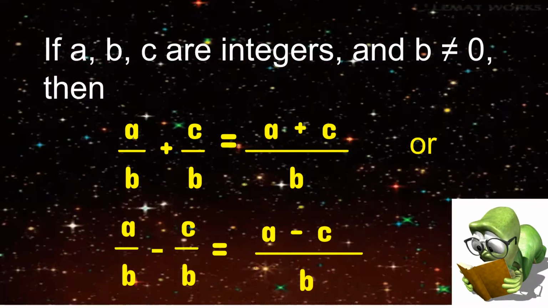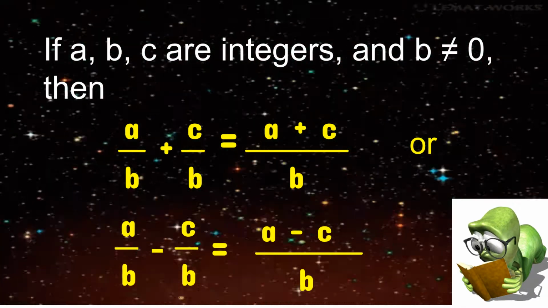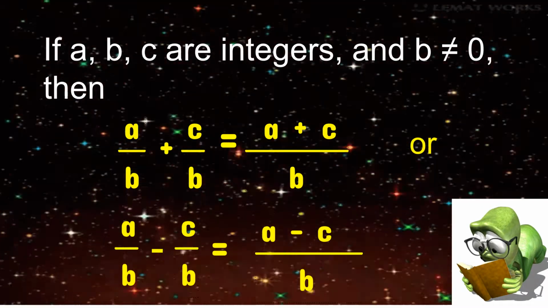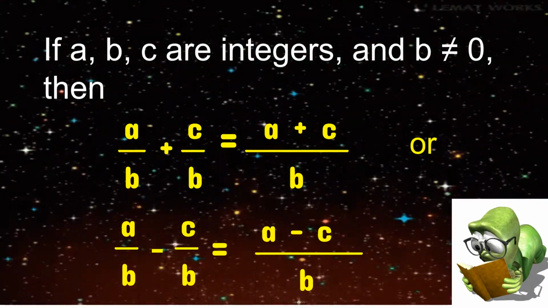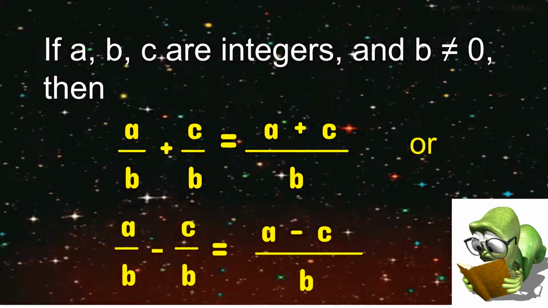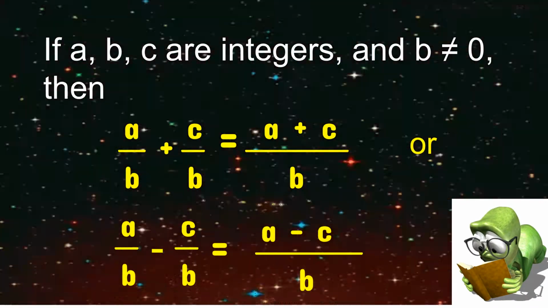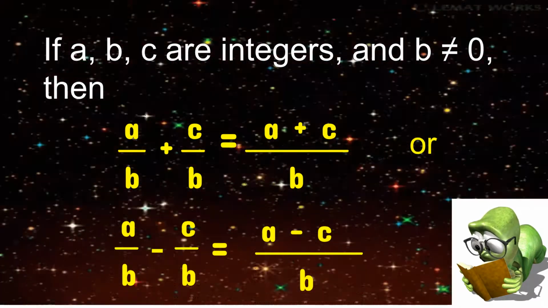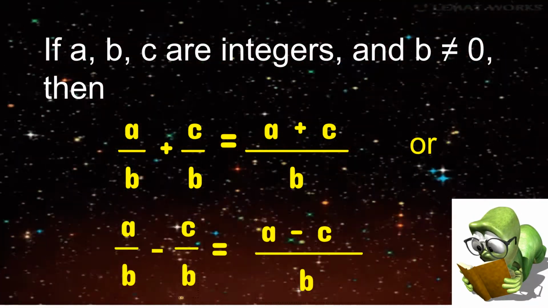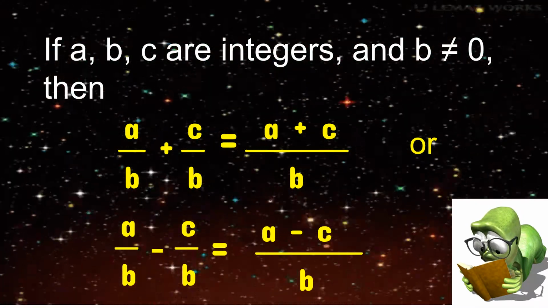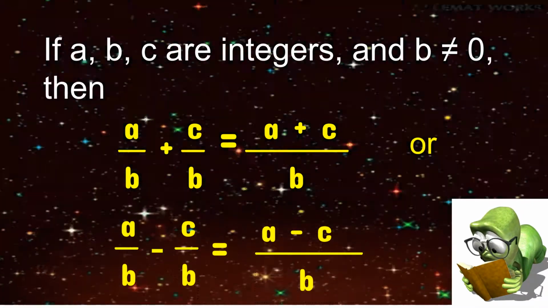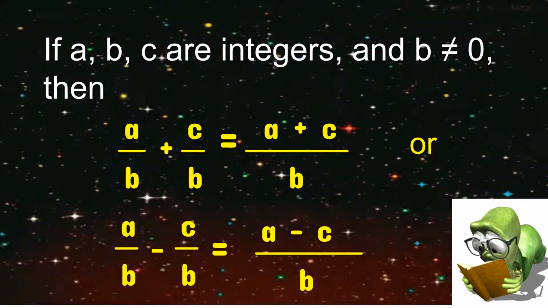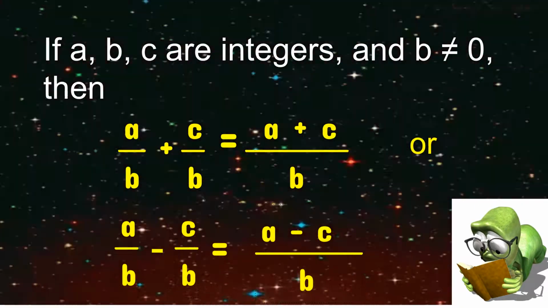In adding and subtracting similar fractions, if a, b, and c are integers, and b is not equal to 0, then a over b plus c over b equals a plus c over b. Or, in subtraction, a over b minus c over b equals a minus c over b. So as you can see, the numerators are being added or subtracted, then copy the denominator.